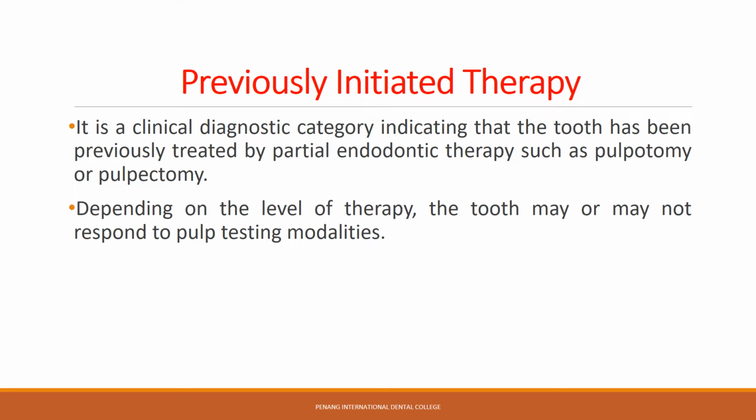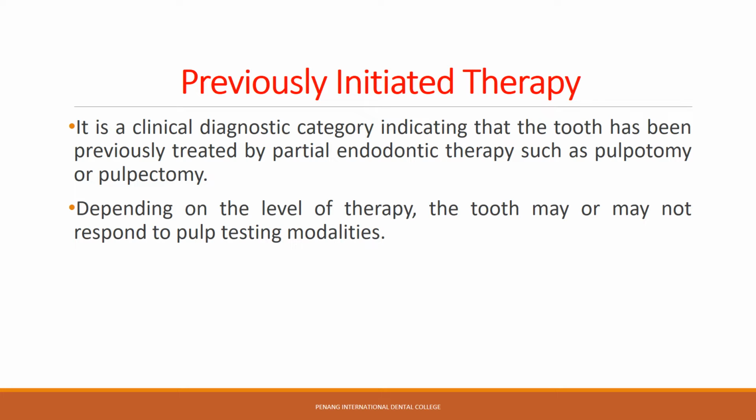So the first is normal pulp, the second is reversible pulpitis. The third: if the inflammation progresses to a stage where it cannot be reversed, it is called irreversible pulpitis. In irreversible pulpitis, we have two terms, symptomatic irreversible pulpitis and asymptomatic irreversible pulpitis, followed by pulp necrosis, if the inflammation has led to necrosis or death of the pulp.